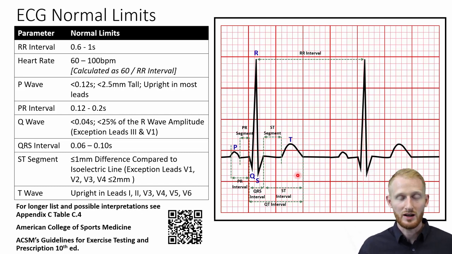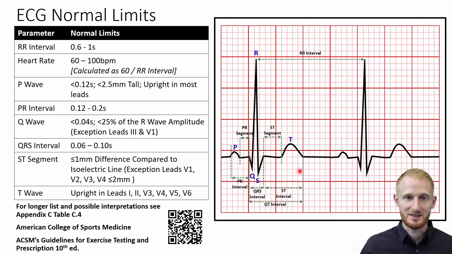Two blocks would mean it was 0.08 seconds long. If we had three blocks, that would mean it is 0.12 seconds long, and we can just keep adding the blocks up. We can also count the millivolt on the y-axis if we wanted to. Typically, we don't talk about the units on the y-axis as millivolts. We usually just say millimeters, but on the x-axis, we do typically say seconds, not millimeters, probably just to differentiate from the y-axis.